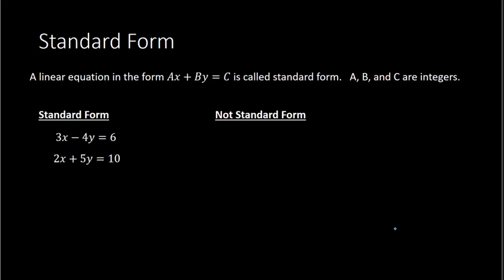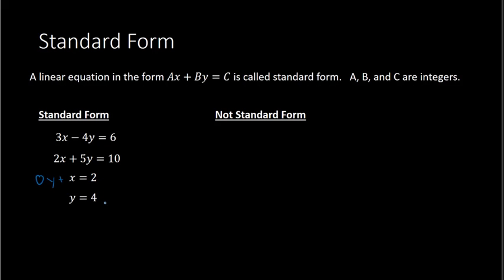2x plus 5y equals 10 would also be in standard form because we have x and y on the same side equaling a number. X equals 2 would also be standard form because there's 0 y's. So we can think of that as 0y plus x equals 2. That's standard form because x and y are on the same side. In this case, there is no y, but the number is on the other side.